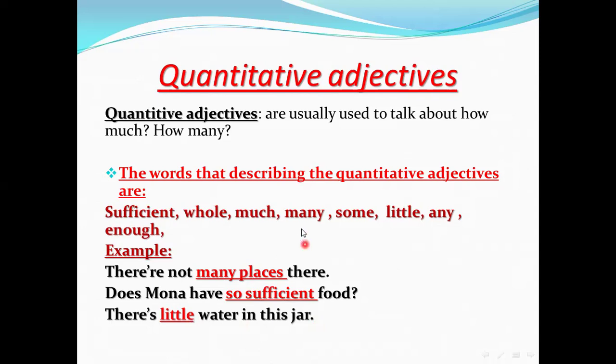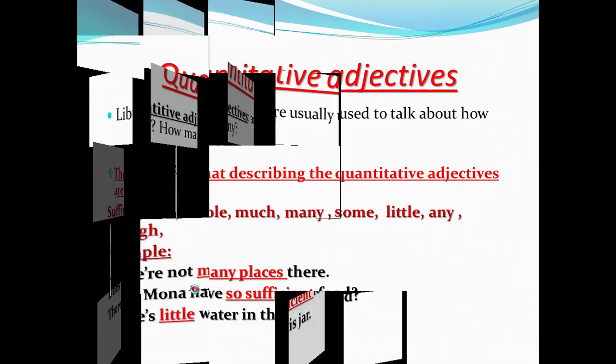Okay, so we use the quantitative adjectives from here. I talk about the quantity of this thing. Many places, sufficient, little. Okay, this is the quantitative adjective.